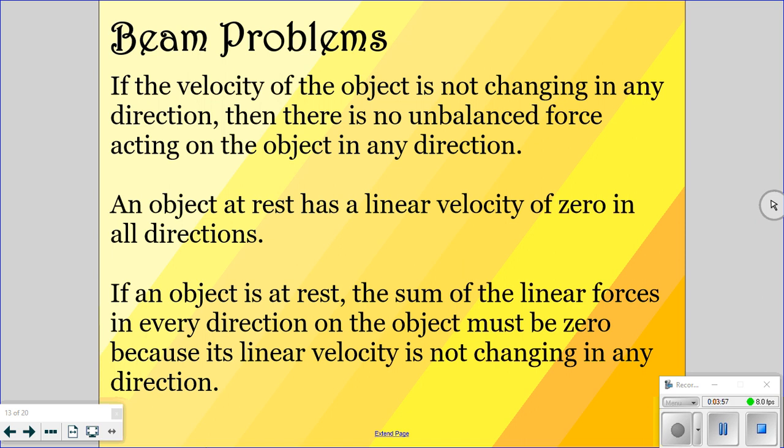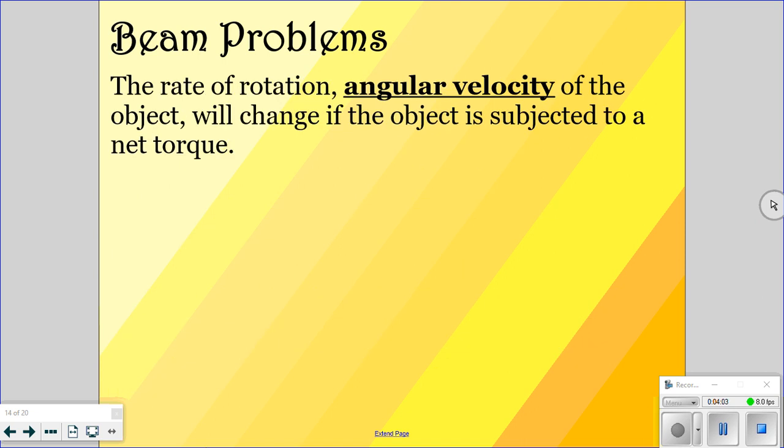And that's what we're going to focus on today, making the sum of our linear forces in our directions equal 0. So your rate of rotation is called angular velocity, and it is going to change if the object is subjected to a net torque, so a net force.